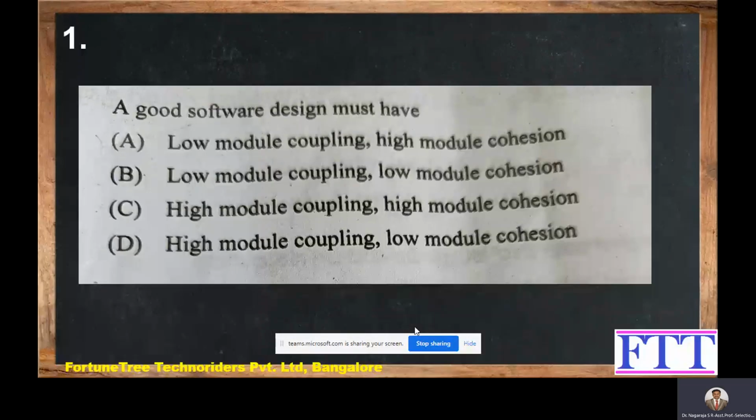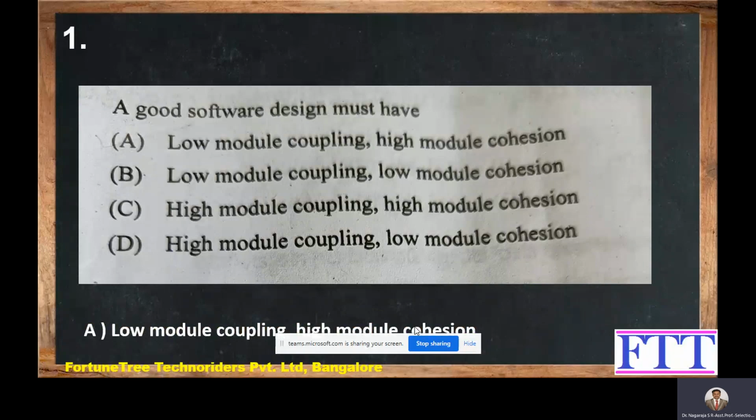A good software design must have: option A, low module coupling, high module cohesion. Option B, low module coupling, low module cohesion. Option C, high module coupling, high module cohesion. Option D, high module coupling, low module cohesion. For this question, option A is the right answer. A good software design needs to have low module coupling as well as high module cohesion. So we'll move to the second one.